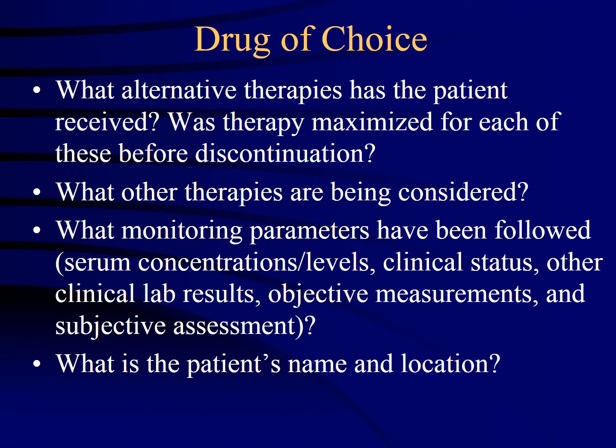Additional questions are: what alternative therapies has the patient received? Was therapy maximized for each of these before discontinuation? What other therapies are being considered? What monitoring parameters have been followed, such as serum concentrations, clinical status, other clinical lab results, objective measures, and subjective assessments? For questions about drug of choice, the best databases to use are UpToDate or Dynamed.